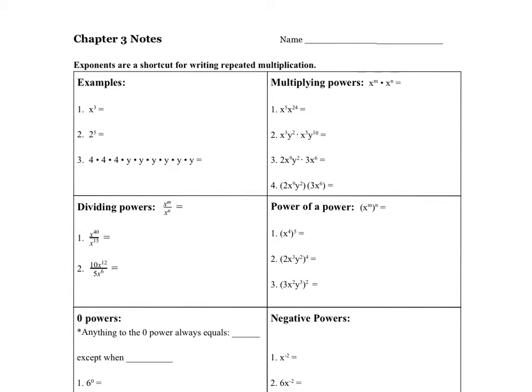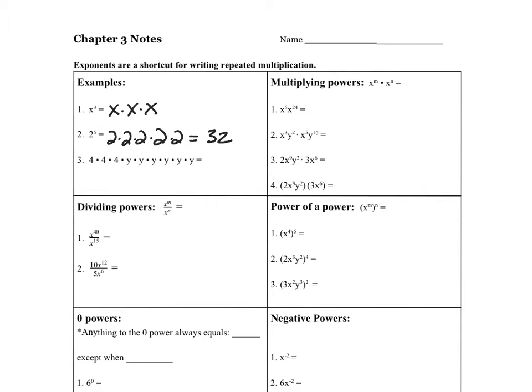Chapter 3 notes. Today we're going to start with exponents and the rules of exponents. If you look in the examples in the upper left-hand corner here, we have x to the third. This is just a reminder that that means x times x times x. Okay, so an exponent is just a way to show repeated multiplication in a shorter way. 2 to the fifth, of course, would mean 2 times 2 times 2 times 2 times 2, 5 times. And a lot of times we'll finish that by saying that's 32.